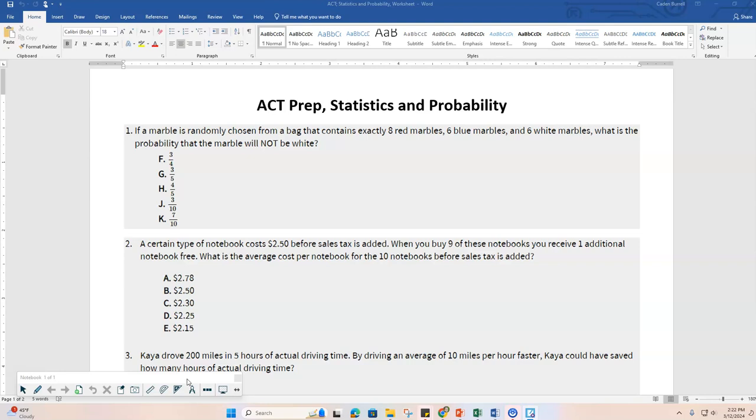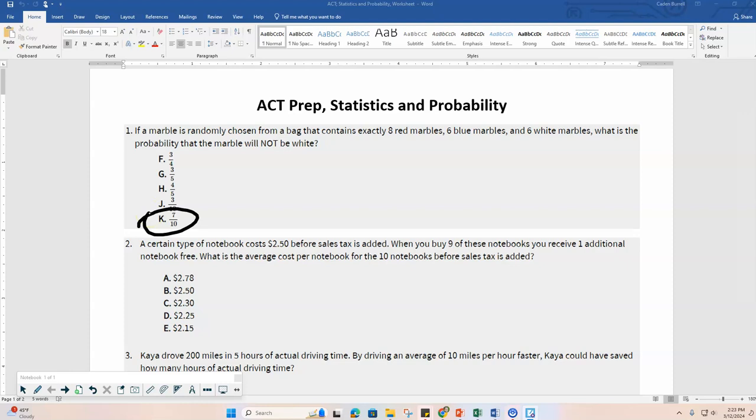Okay, in 3, 2, 1. Raise your hand for F, for G, for H, for J, for K. Good. Yeah, it's K. And remember, if you don't know the answer, you guess, right? Because that's what you do on the ACT. If you don't know the answer, you don't leave a blank, you guess.